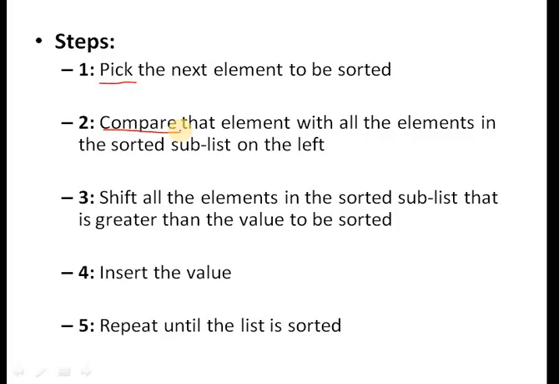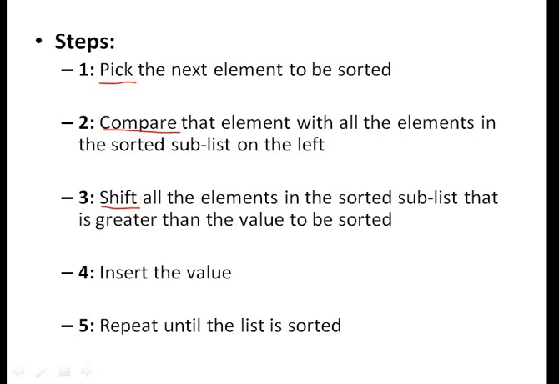Then you have to shift accordingly. Depending upon the value you are checking and the elements in the sorted sublist, you have to shift the elements. The third step is shifting: shifting all the elements in the sorted sublist that are greater than the value to be sorted. For example, I have picked the element 5, and in the sorted sublist, 7 is present. In that case, you have to shift 7 and insert 5 before 7. That is the shifting operation.